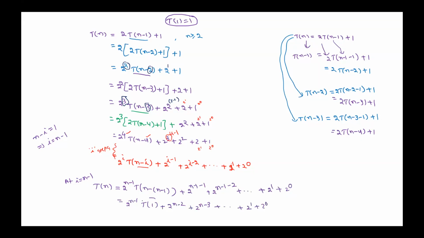What is T of 1? It is given to us, no? It is 1. This value is 1. So this becomes 2 power n minus 1 plus 2 power n minus 2 plus 2 power n minus 3 plus and so on, 2 power 1 plus 2 power 0, which is the same as 1 plus 2 plus 2 square plus and so on up to 2 power n minus 1. It is a GP, no? A into r power n minus 1 by r minus 1.